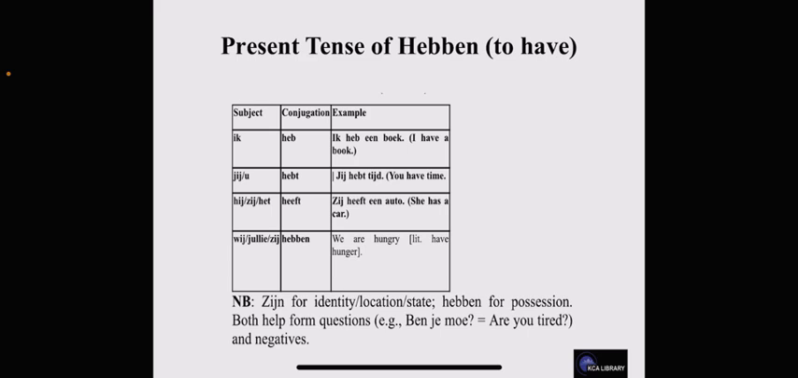Present tense of hebben, to have. Subject conjugation example. Ik heb een boek. I have a book. Jij of u hebt tijd. You have time. Hij of zij heeft een auto. She has a car. Wij of jullie hebben honger, we are hungry, literally: have hunger. NB: zijn for identity, location or state, hebben for possession.